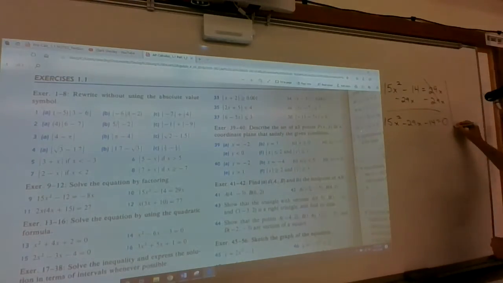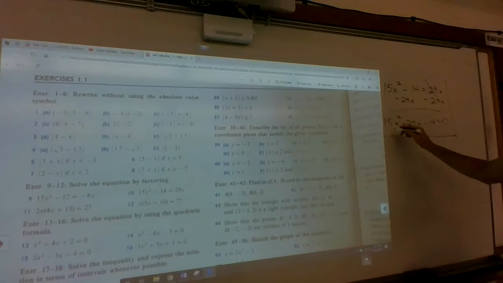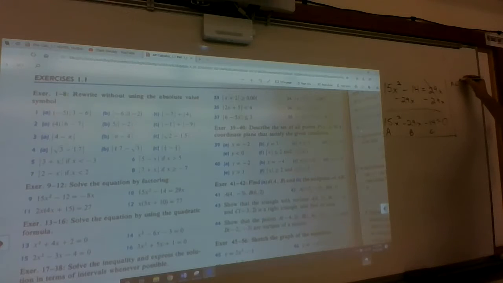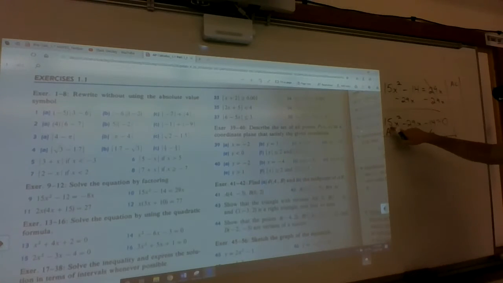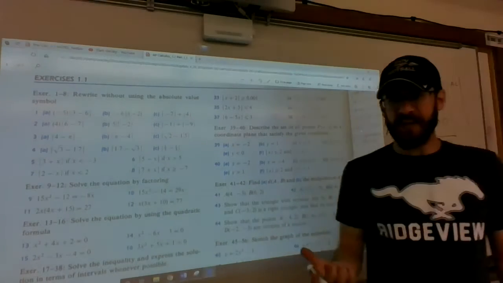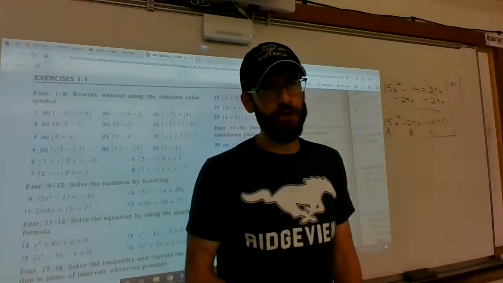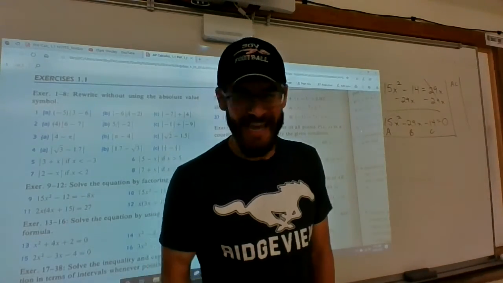So what is the AC method? Well, the AC method is, this is my A term, this is my B term, this is my C term. I am trying to ask myself, what would multiply to give me A times C? So 15 times negative 14 should be negative 210.